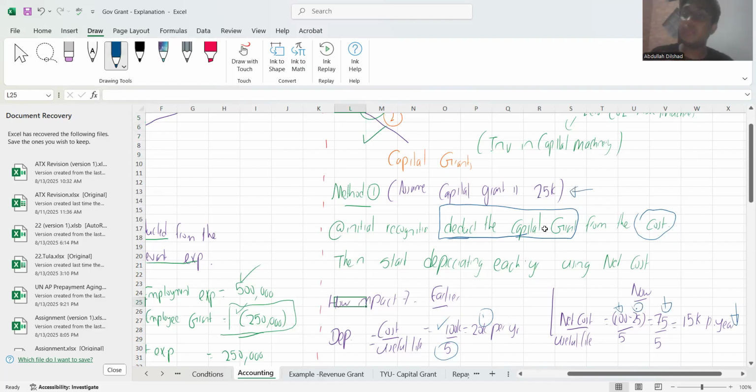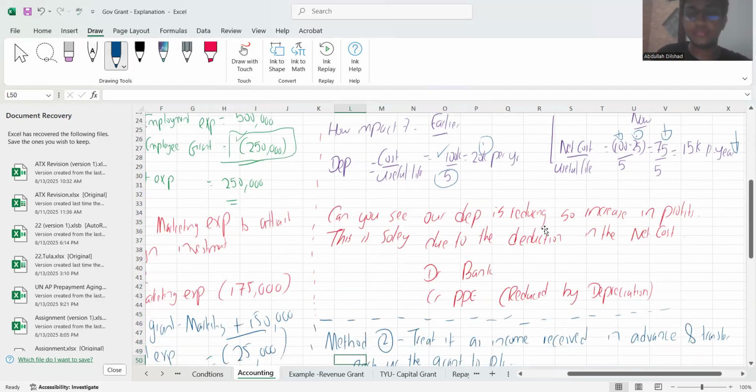So now you can ask, what will be my financial impact? Simple, right? Earlier you had to pay 20,000 depreciation. Now you're paying 15,000 depreciation. Okay, because of this your profits will increase. Why? Because there is a reduction in an expense. That expense is called depreciation. There is a reduction in your depreciation expense. This is one way of presenting it. You simply take the cost, from the cost you deduct the capital grant, and then you calculate depreciation, right? This is one way.